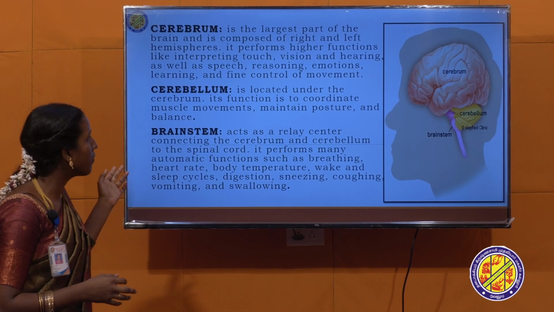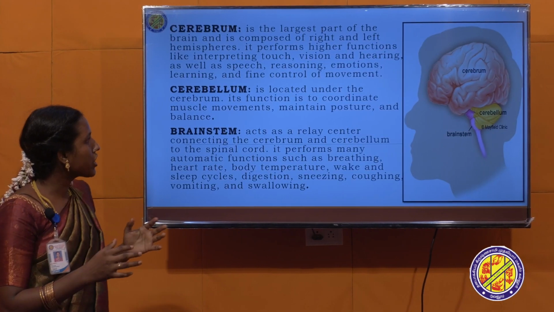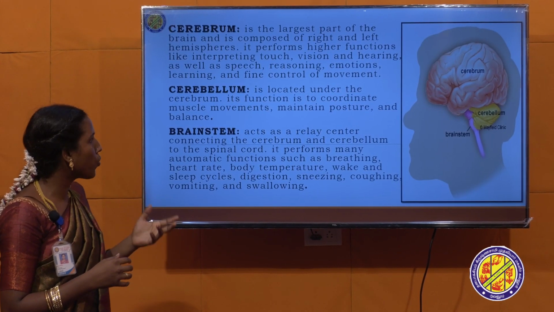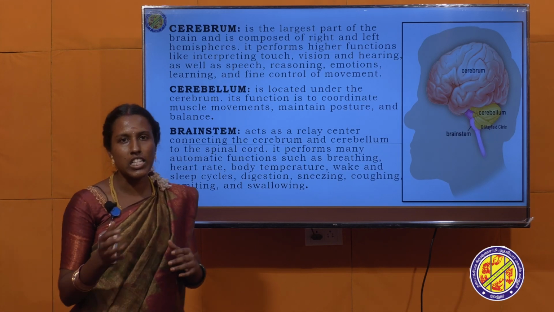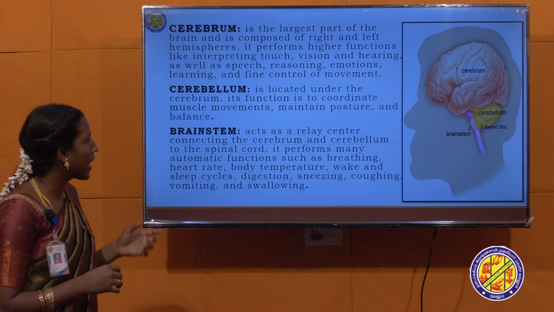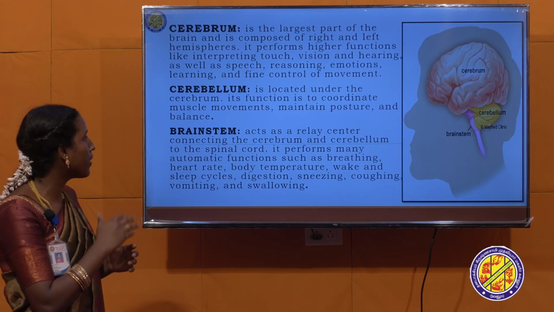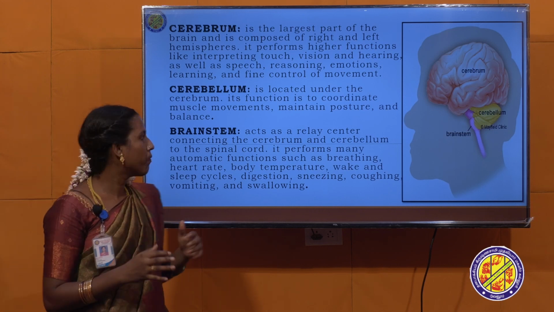The next one is the cerebellum. In the cerebellum we can see the function of coordination: muscle movements, posture and balance. The next one is the brainstem. The brainstem is the center portion between the cerebrum and cerebellum.